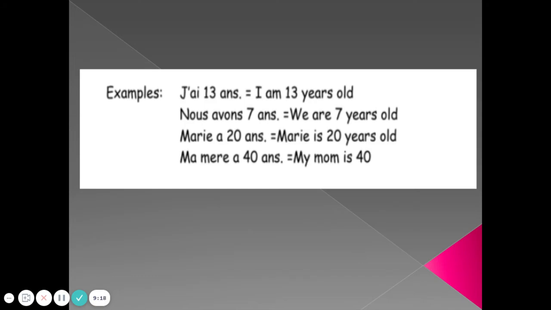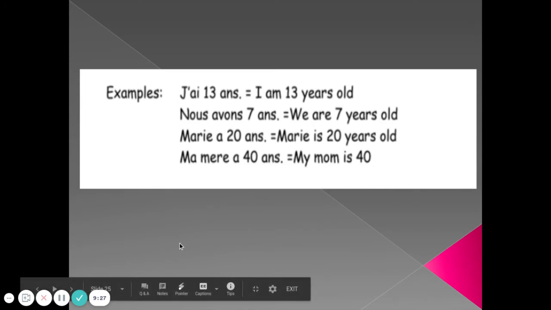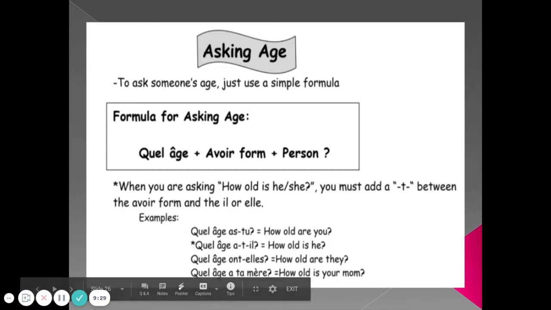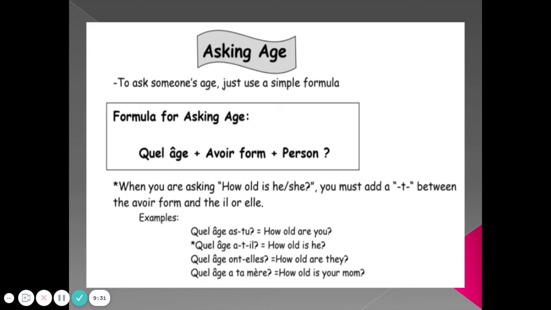So a lot of ways to say it in English, but when you have a noun, ma mère, or a person's name, you usually use the he, she form of the verb. That's why it's an a. So how do we ask somebody's age? Easy formula. It always starts with quel âge. What age? Which age? Your avoir form and your person. You're flip-flopping the order. What age have you? You know, almost sounds like Yoda speaking. So when you have he or she, you got to add an extra little T to make it blend.